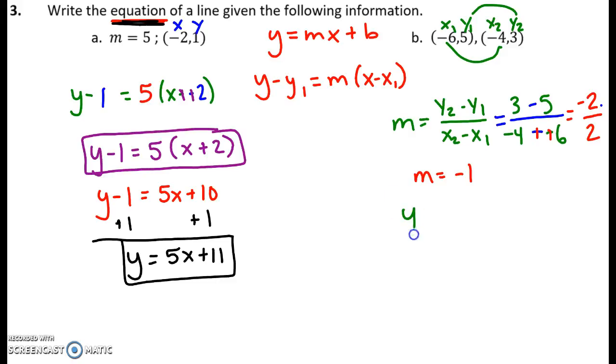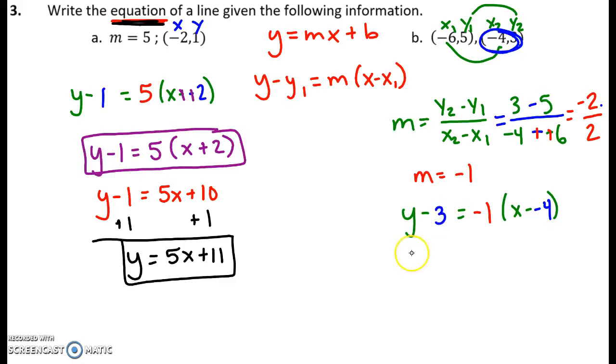Now I can plug into point slope, so that's y minus y1 equals m times x minus x1. I know m is equal to negative 1, so get rid of m, put negative 1 in its place, and then from here you're going to select either of the 2 points. I like the one with the smaller numbers, so I'm going to use negative 4, 3. So my x value is negative 4, so that ends up being taking away a negative 4. Your y value is positive 3, so that's taking away 3.